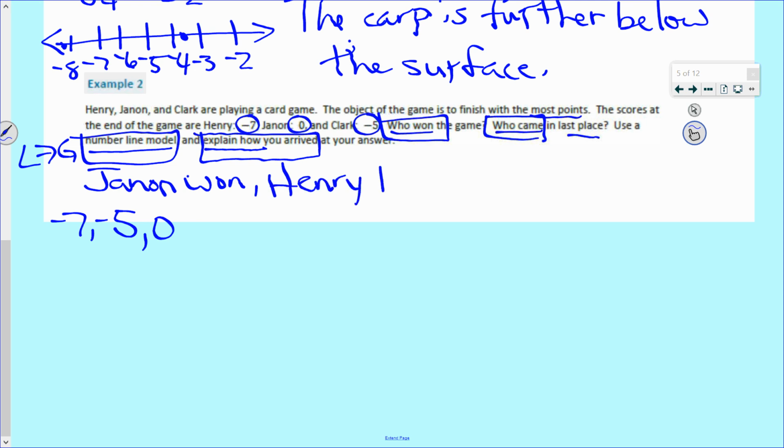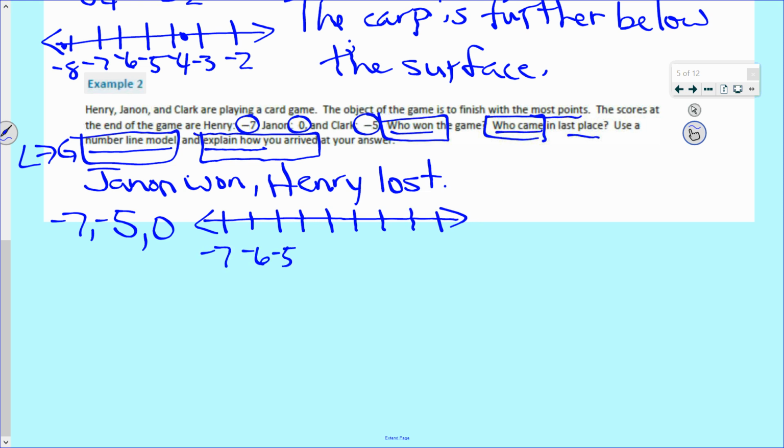Whoa. Have we done our number line yet? Nope. So we still need to do our number line. So -7, -6, -5, -4, -3, -2, -1, 0, 1. So we had 0 was Janin. I'll put a J. -5 was Clark. I'll put a C. And -7 was Henry. So we put an H. Have we done everything we needed? No, what else are we missing?